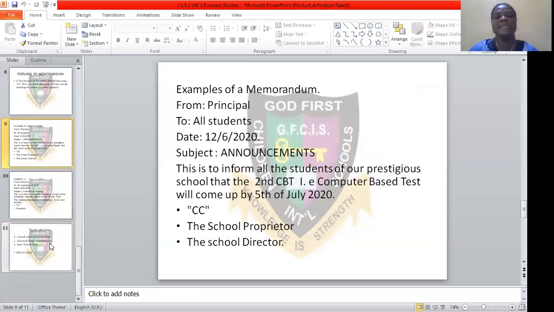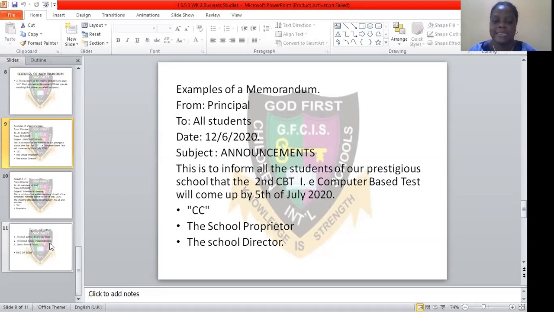Then let's look at an example of a memorandum. I told you that in the opening of a memorandum, there is no salutation. So the format of a memorandum is from, to, date, and subject. The from, in this example, like the school setting that we have, is from the principal. Then to all students, those are the ones that they are addressing the memo to. Then the date is June 12, 2020. And the subject, that is the main reason why the memo is being written, is announcement.